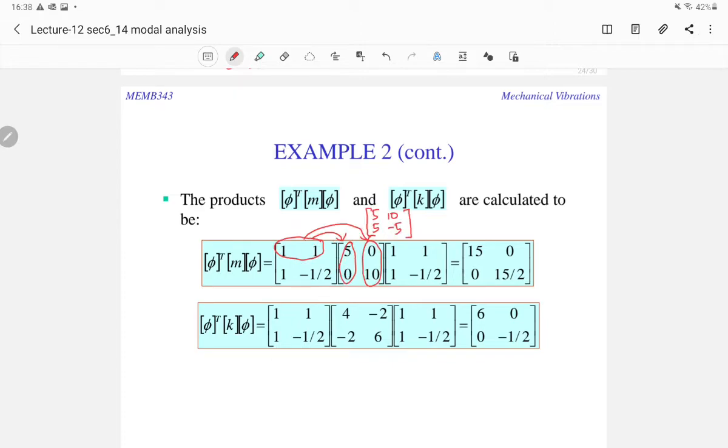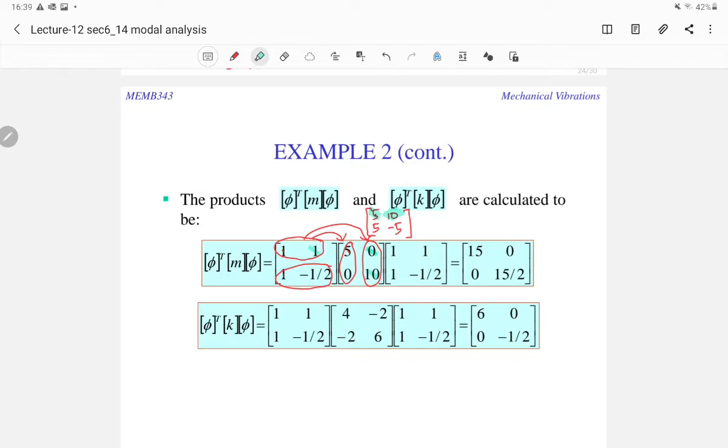So I do an example here. Basically row times column, and then you repeat for that as well. If you do that, you have 1 times 5 is 5 plus 1 times 0 is 0. So 5 plus 0 is 5. So that's how you get 5 there. And then you have 1 times 0 is 0, 1 times 10 is 10. So 0 plus 10, so that's how you get 10.